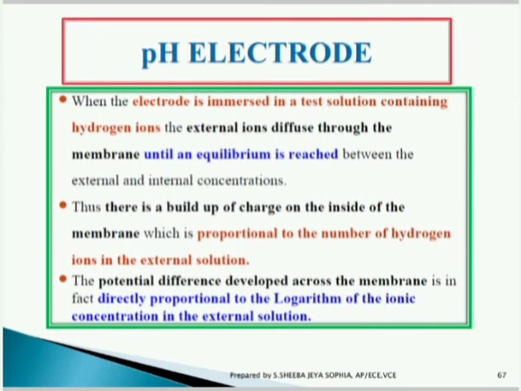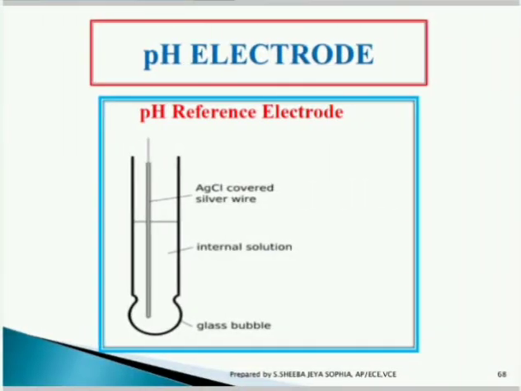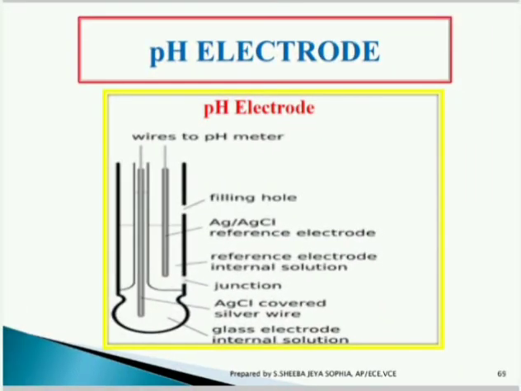And moving to the working of this pH electrode, this electrode is immersed in a test solution containing hydrogen ions and the hydrogen ions diffuse through the membrane until an equilibrium is reached between the external and internal concentration. Thus it helps in the build-up of charge on the inside of the membrane, which is proportional to the number of hydrogen ions in the external solution. By this, a potential difference develops across the membrane, which is directly proportional to the logarithm of ionic concentration in the external solution. By doing this, the pH electrode maintains the equilibrium in the liquid of the human body.